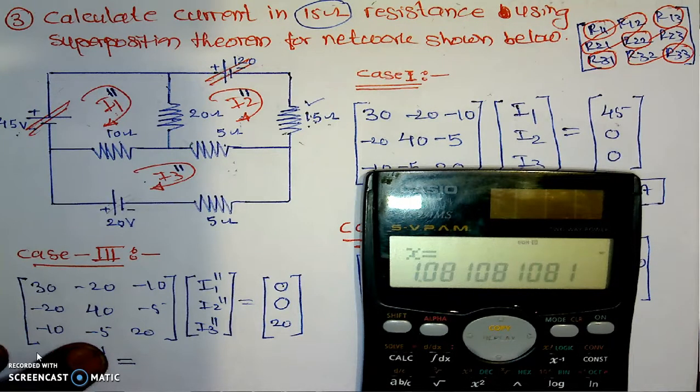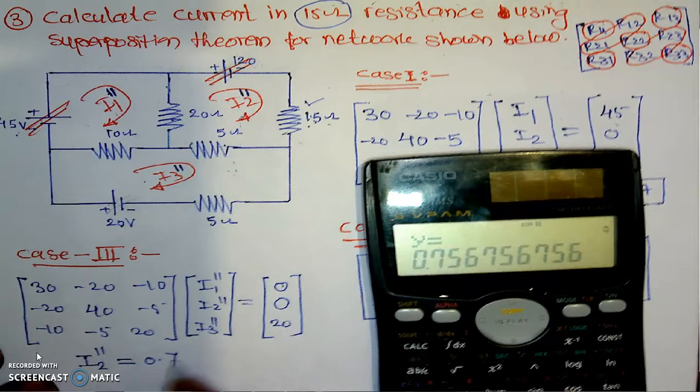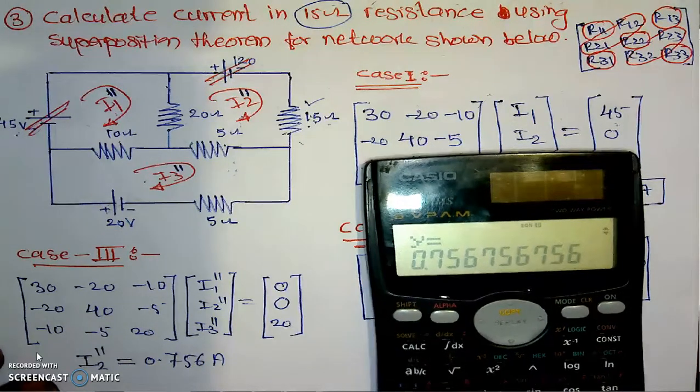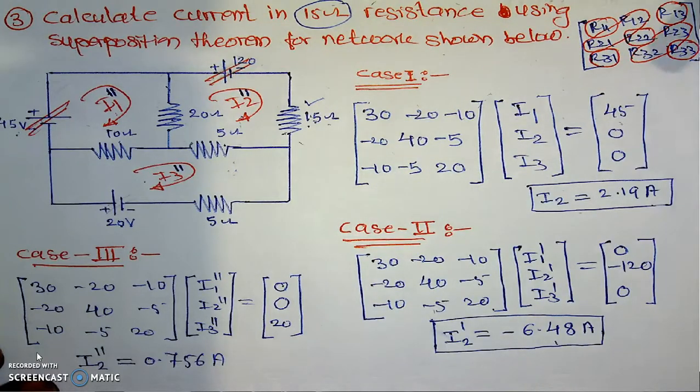Now here we have the current I1 double dash, then I2 double dash. We are interested only in I2 double dash. This will be 0.756 amperes. This is plus. In this method, no need to bother about the direction. If the direction is the same as the assumed direction of the current, the answer will be positive, otherwise the answer will be a negative value. Now this is the current.